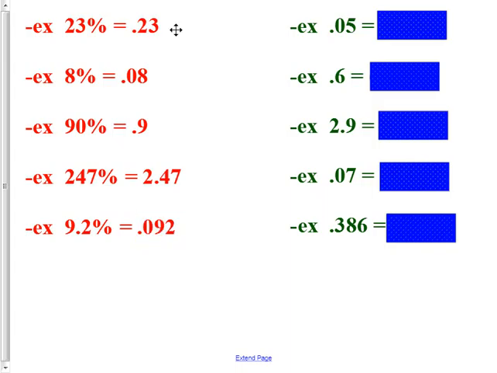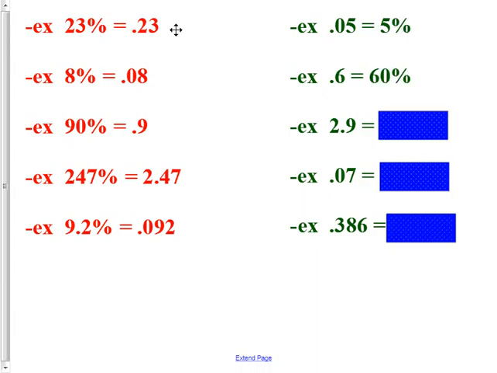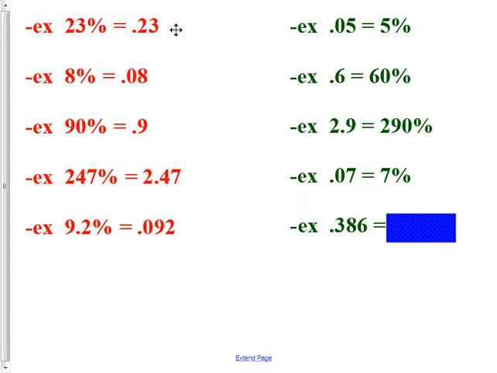Then when we're changing our decimals to percents, 5 hundredths equals 5%, 6 tenths equals 60%, 2 and 9 tenths equals 290%, 7 hundredths equals 7%, 386 thousandths equals 38 and 6 tenths percent.